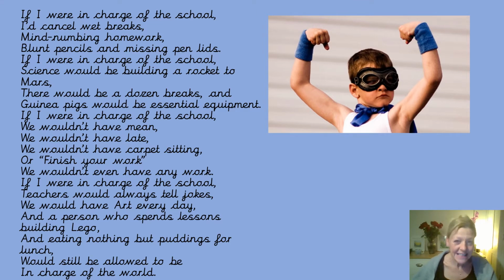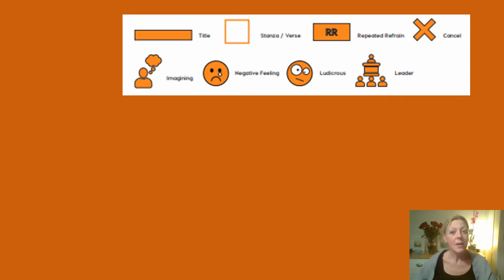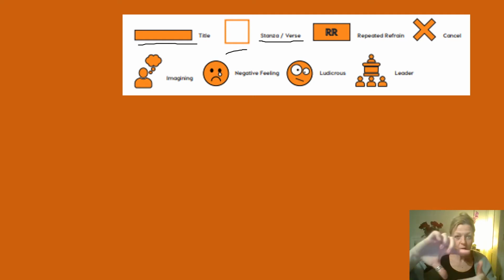So this is the poem that we're going to look at as we write our own poem together. But today, we're just going to look at the shape of the poem. The things we need to look for are the title, a stanza or verse. A stanza or verse is basically each tiny little part of the poem. A stanza and a verse are the same thing, a bit like in a song.